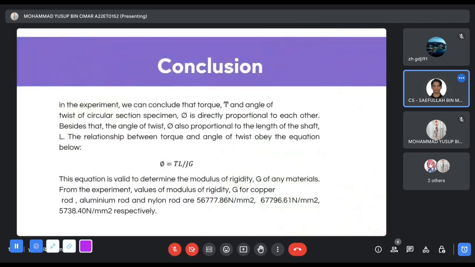Next. Okay, so for the conclusion, in this experiment, we can conclude that torque and the angle of twist of a circular section specimen are directly proportional to each other. Besides that, the angle of twist is also proportional to the length of the shaft, and the relationship between torque and angle of twist obeys the equations below. So the equation is valid to determine the modulus of rigidity of any material. From the experiment, the values of rigidity for copper rod, aluminum rod, and nylon rod are these values respectively.